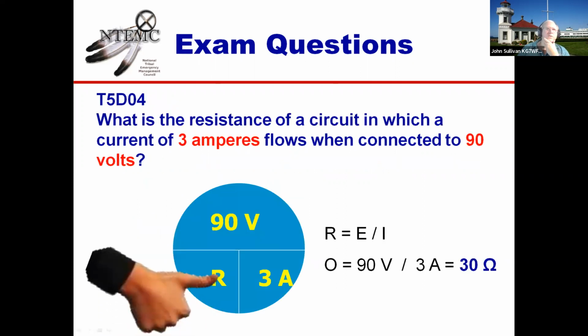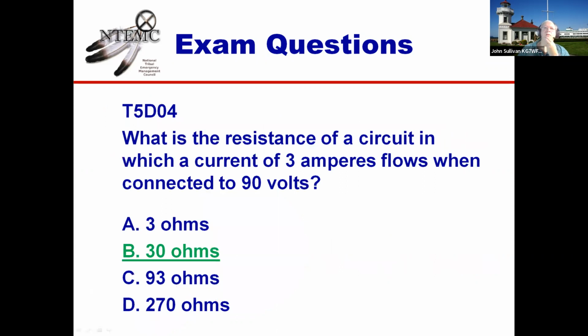Again, you're trying to find the resistance of a circuit, so you put your thumb over the R. You get 90 volts on the top, and 3 amps on the bottom. You divide the 90 volts by the 3 amps, and that gives you 30 ohms, which was answer B, 30 ohms.